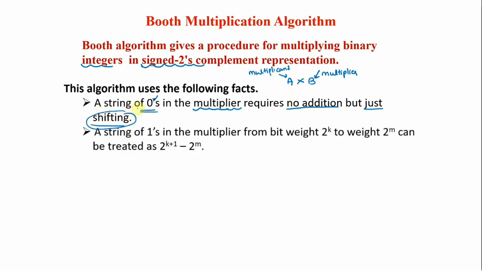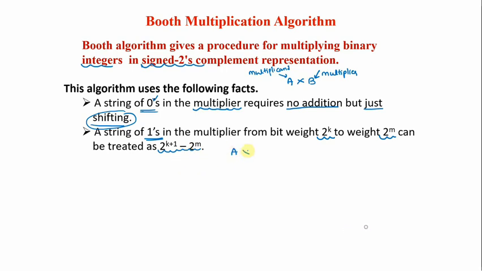And the second fact is a string of ones in the multiplier, from bit weight 2 power k to 2 power m, can be treated as multiplying the number with 2 power k plus 1 minus 2 power m. Let me give an example.